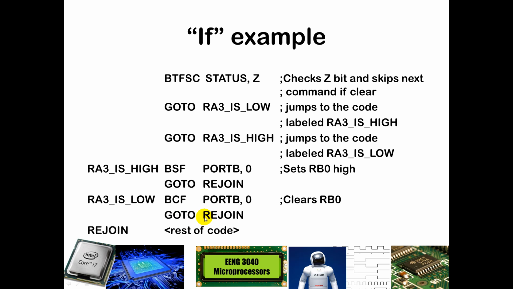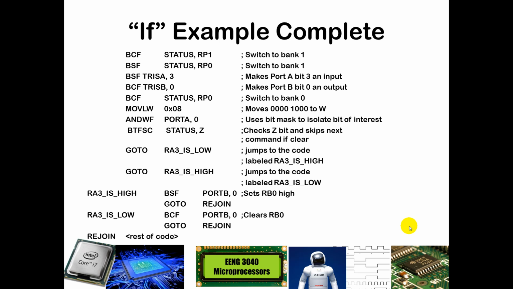I've likewise done the same thing here. If RA3 is low, I'm going to go to rejoin. I don't really need this here, because obviously if I just flowed on through, I would go to this next line of code, but I'm just putting that there so I can be explicitly clear about where I want to go after I get out of my if statement. So if we put all of this together, here's what it looks like, and let's review what happened.